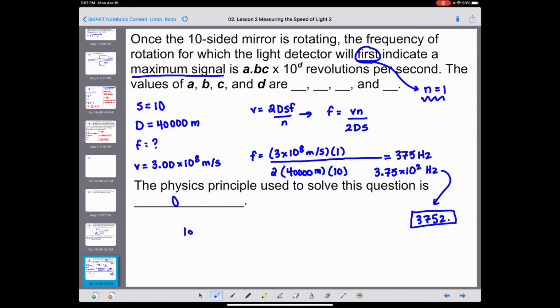If the question asks you for the lowest possible frequency that you can use and still see a maximum signal, then that means n is 1. If they ask you for the second lowest frequency, then that means n is 2. If they ask you for the third lowest, then that means n is 3, and so on. So hopefully you're seeing the pattern there.